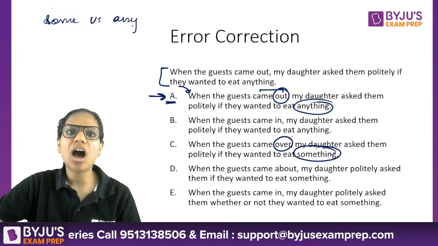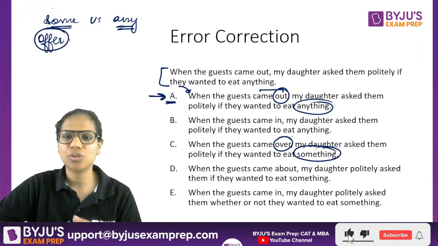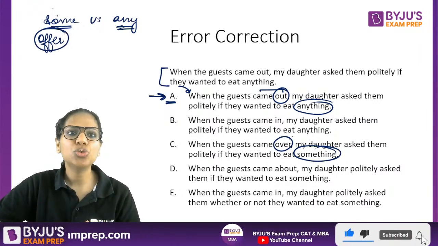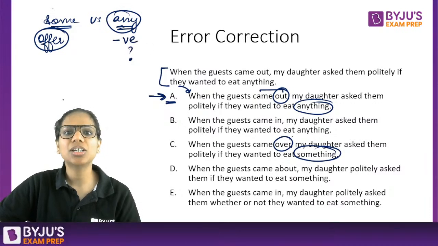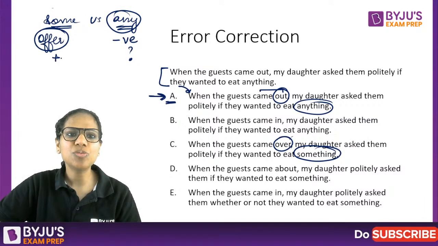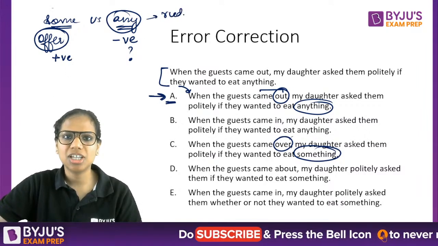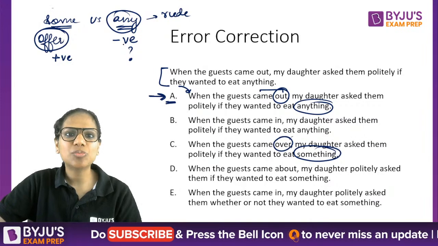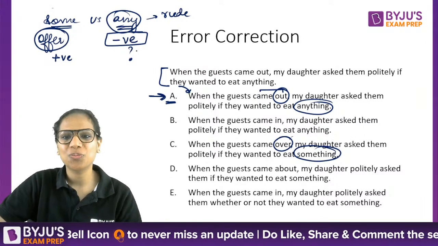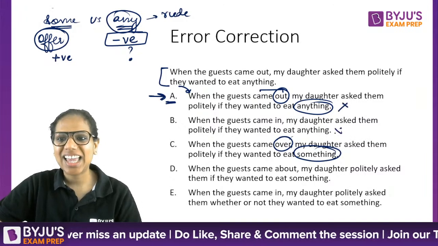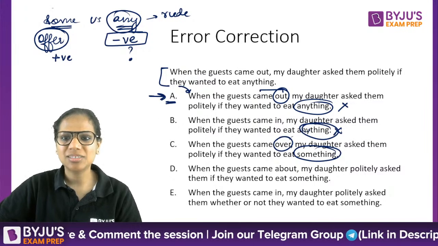When you make an offer, when you offer someone something, let's say water, food, etc., you do not use any there, because any is used in negative sentences and questions, whereas some is used in positive sentences. If you use any, that is considered rude in such cases when you're making an offer. That means you expect the answer to be no. So that's why anything is incorrect, right? So these two can be eliminated.